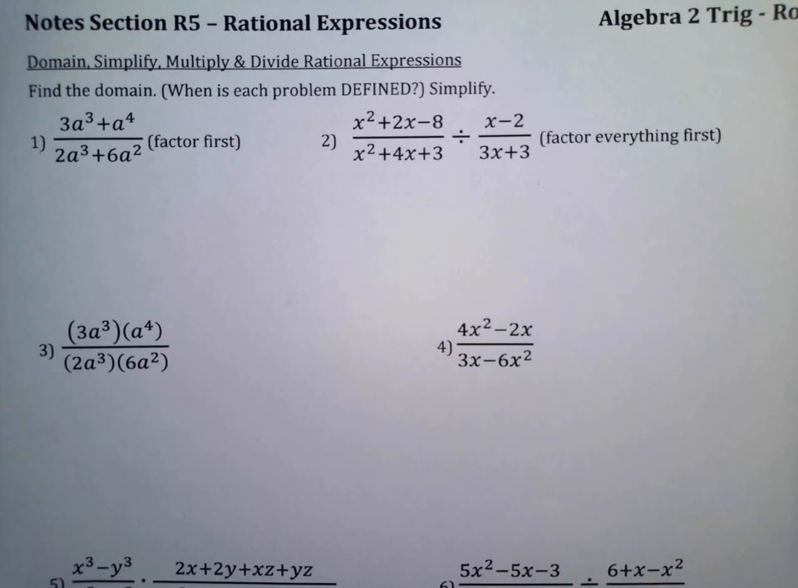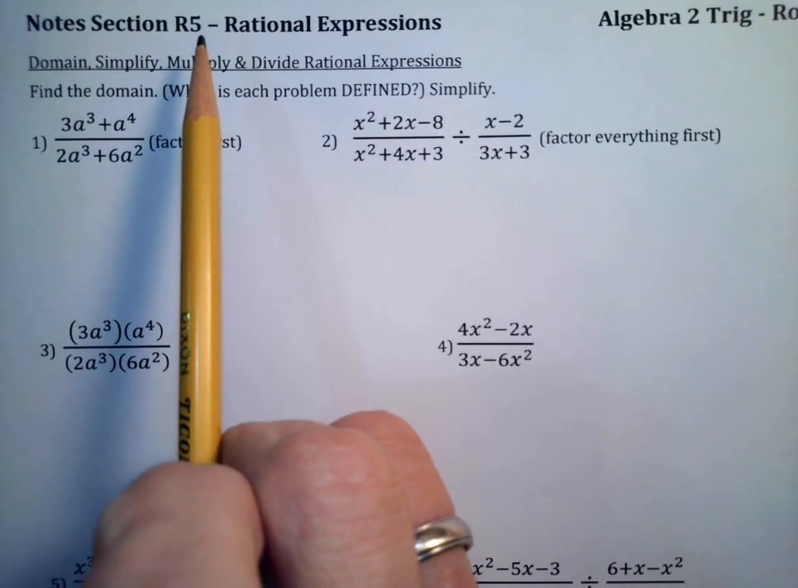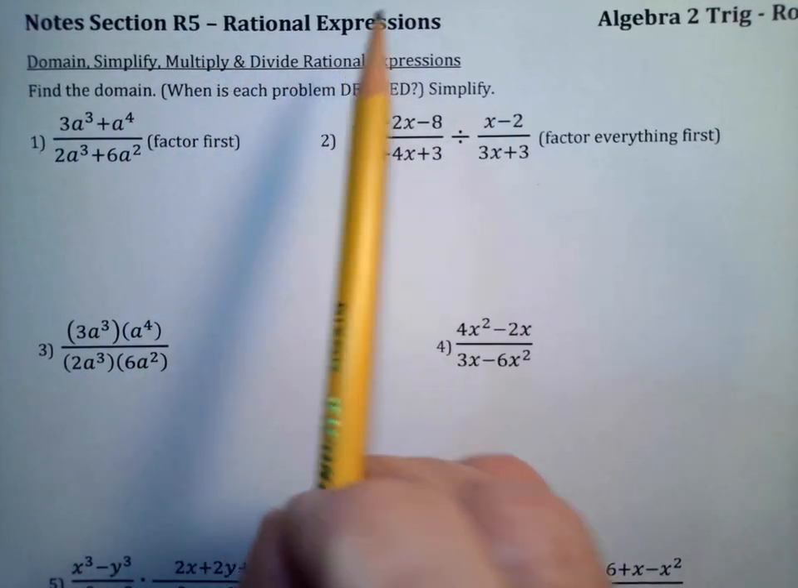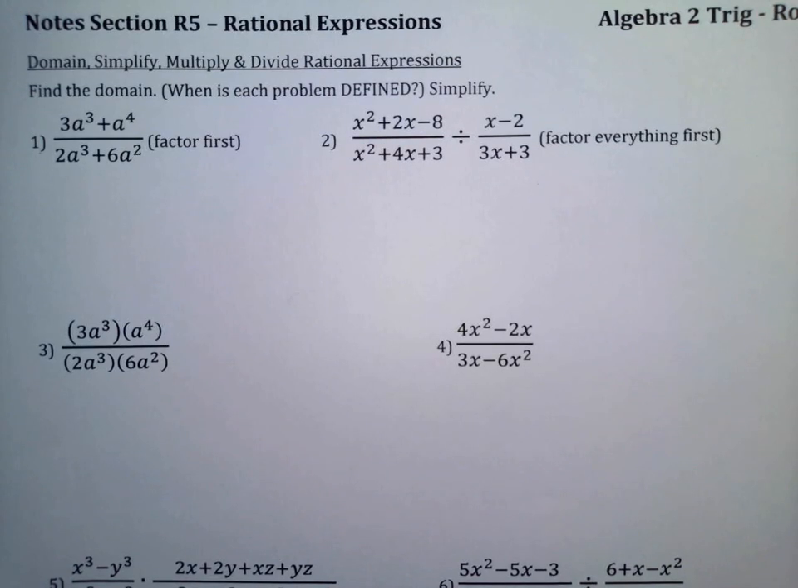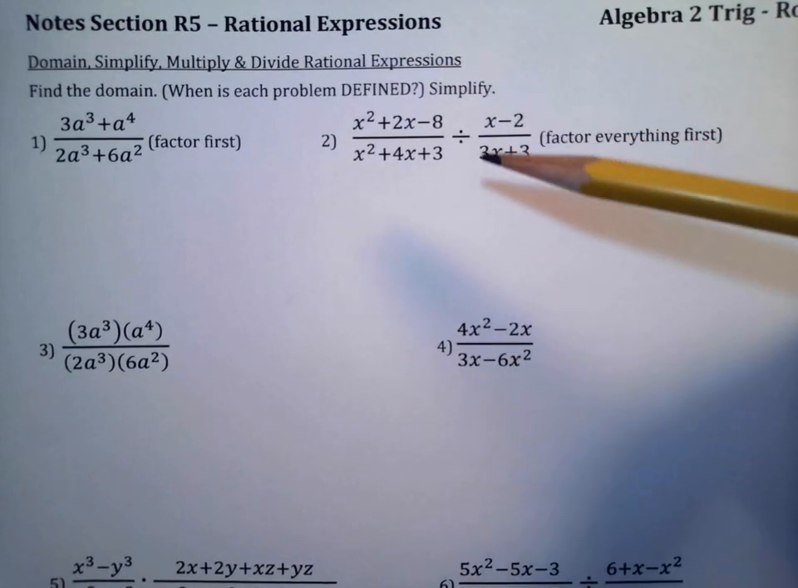All right, so this video is for section R5, which is dealing with rational expressions. We've broken this section into two parts. So this first part we're calling R5.1, and we're dealing with multiplying and/or dividing rational expressions.